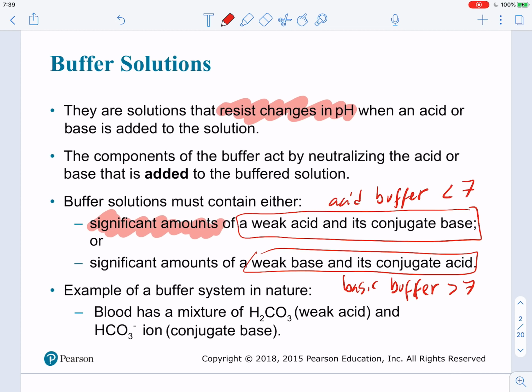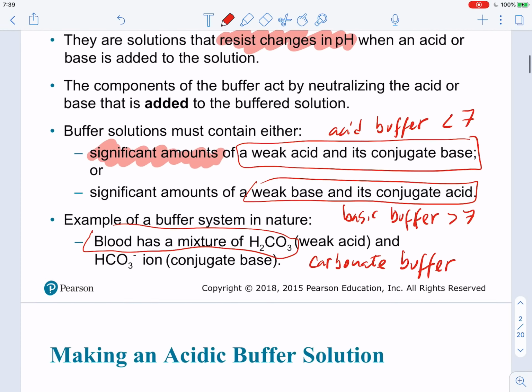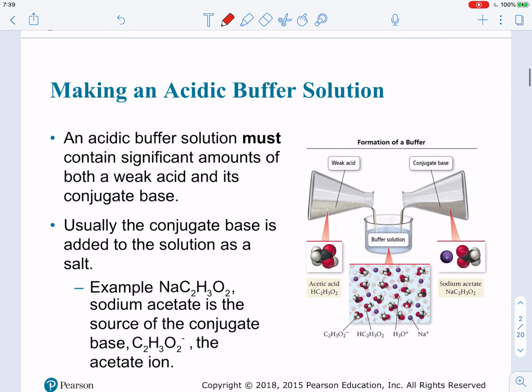Examples of buffer in nature, well, blood. It's a mixture of carbonate. It's a carbonate buffer, let's put it this way, that controls the pH in a certain range of pH. Okay?